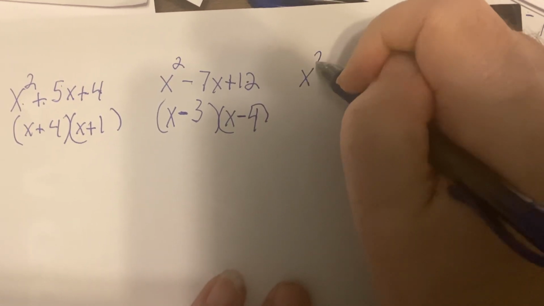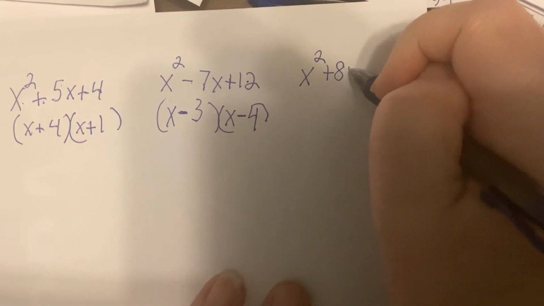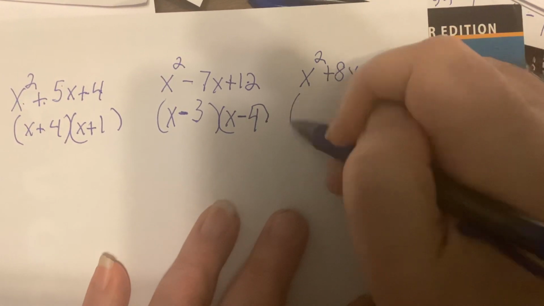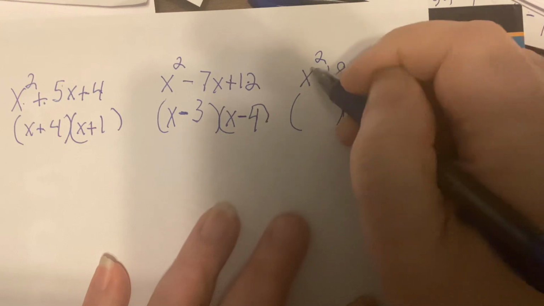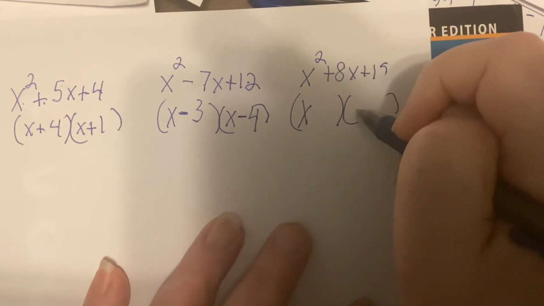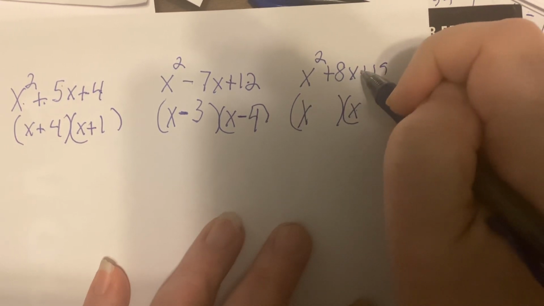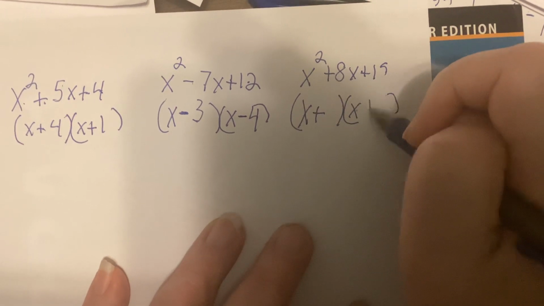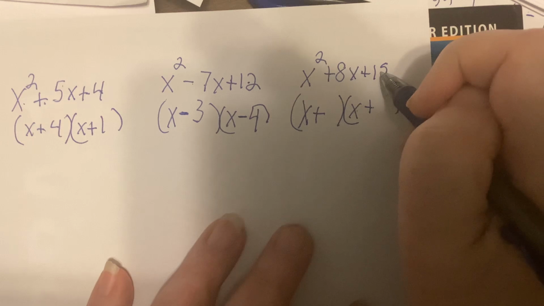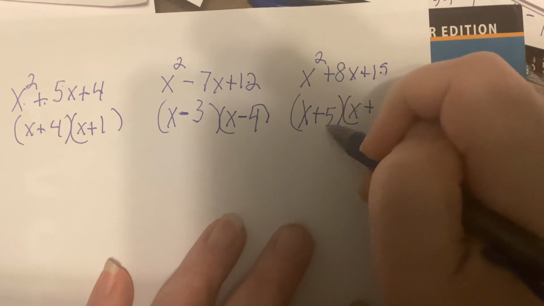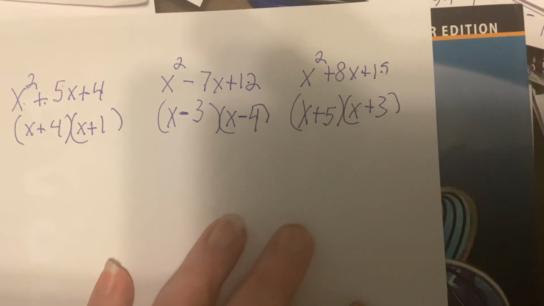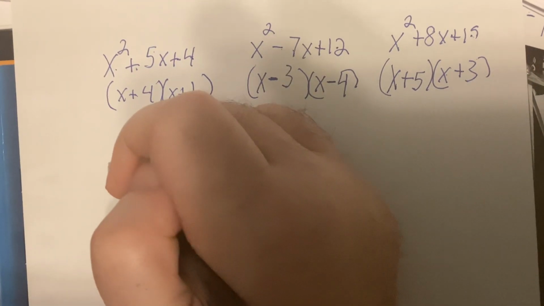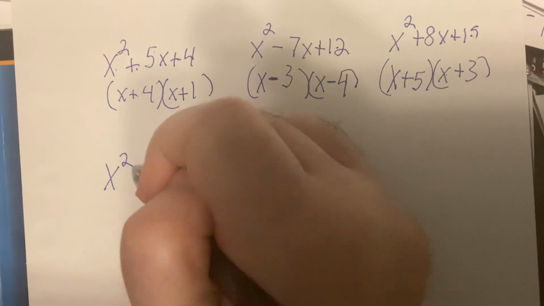So I've got x squared plus 8x plus 15. You'd say, okay, x squared is x and x. Last term's plus, so both sides are the same as the middle. And what do you multiply to get 15, but you add to get 8? That would be 5 and 3. So try a couple for me, please.